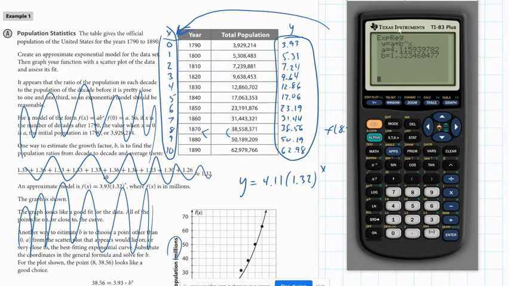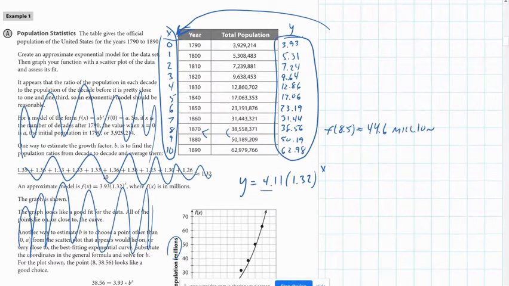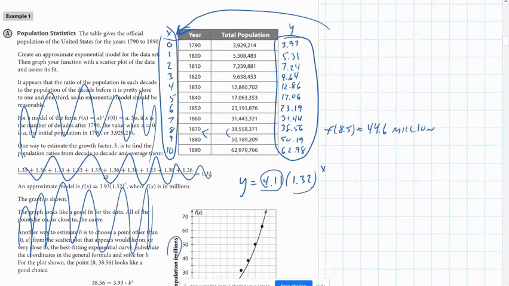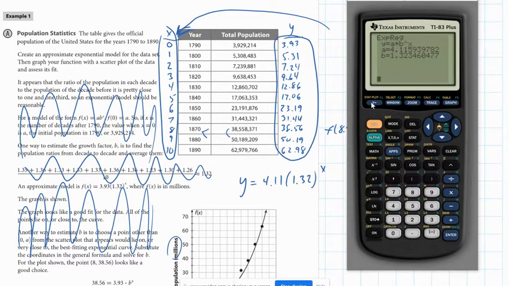Notice that we got the same exact answer. A is 4.11, which we see here is what we got before using the newer calculator, and B is about 1.32, which is what we had here. So we're getting the same exact answer on the calculator. One big difference, though, on these older calculators is it did not put anything into y1, so I would have to type this in manually, 4.11 times 1.32 raised to the x, which is fine.